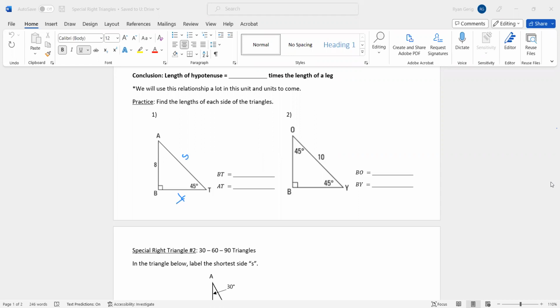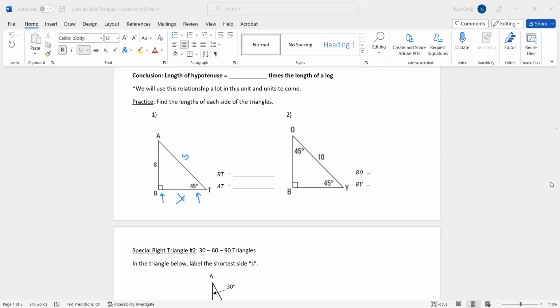Now, before you do anything, you want to look at your angles. I have a lot of people who assume we have a 45, 45, 90, when in fact we don't. If we have a 45, 45, 90, great. But if we don't, you cannot apply these properties or these relationships. We do have a 45, 45, 90 here, so we can.